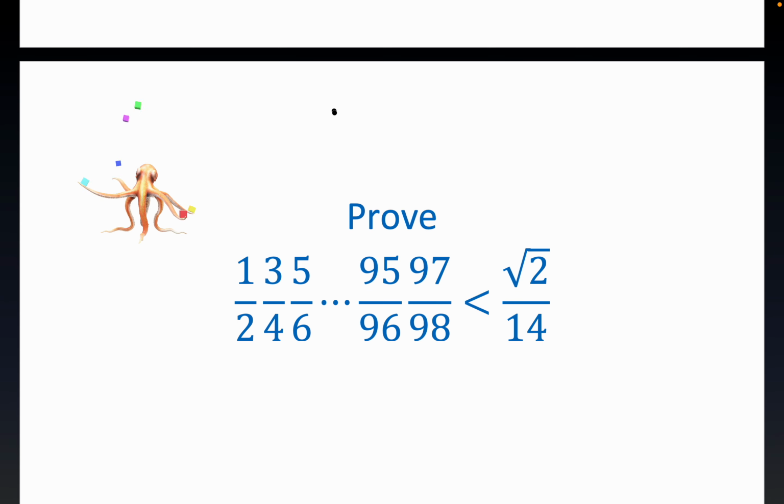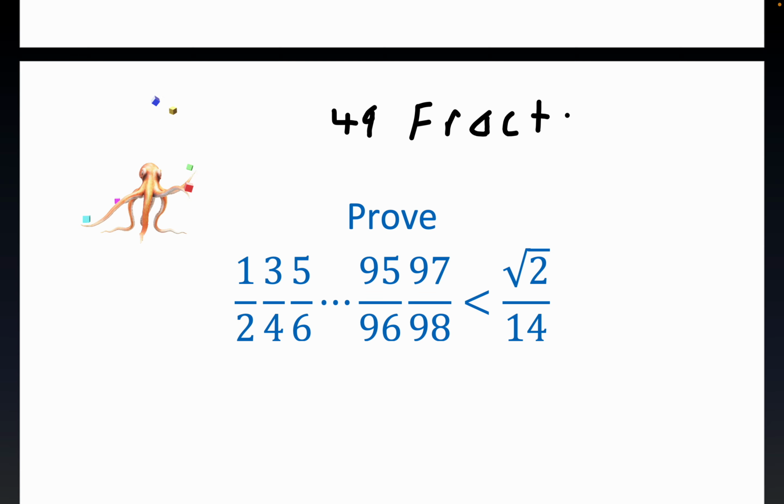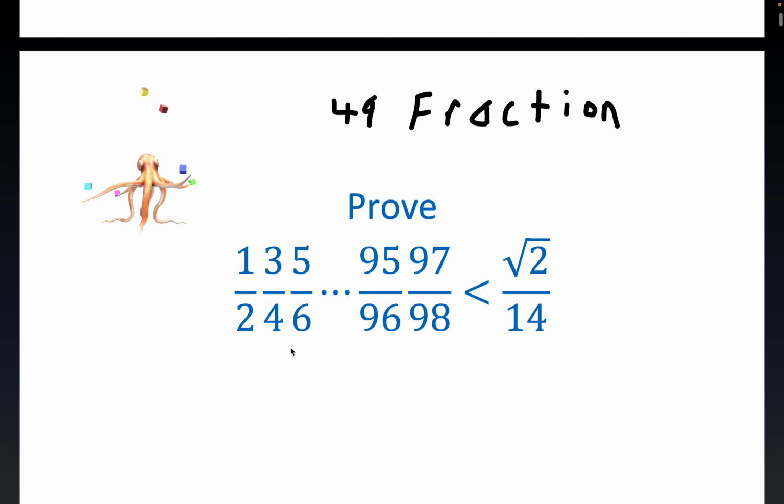The product of these 49 fractions. There's 49 fractions right here. Each of these fractions is less than 1. I guess it's not particularly important to know that there's 49 of them. The first one is the biggest one, 1/2, then 3/4, and so on. They get smaller and smaller.